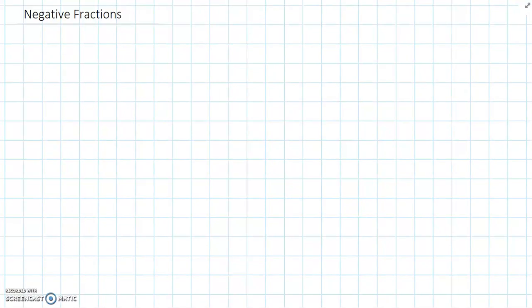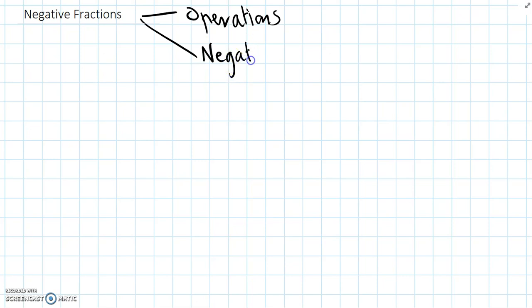The next thing to do with fractions is to work with negative fractions. Now that we can add, subtract, multiply and divide with positive fractions, we need to work with negative ones as well. So to do this, we need to combine what we've learnt about operations with fractions with what we know about negative numbers. So we're combining all this knowledge together to figure out negative fractions.